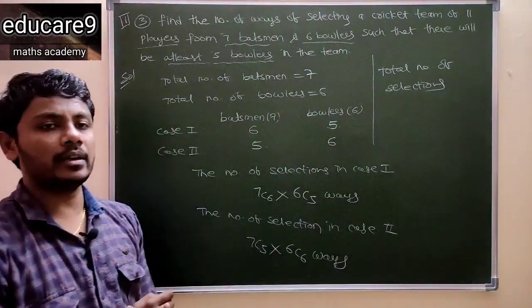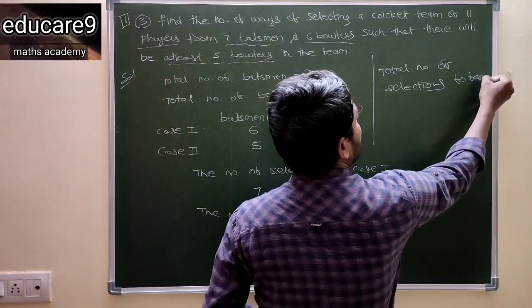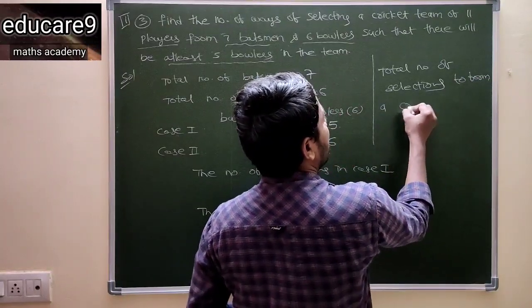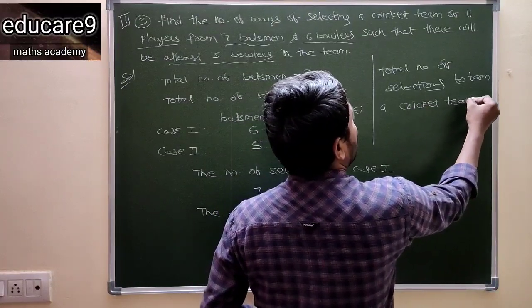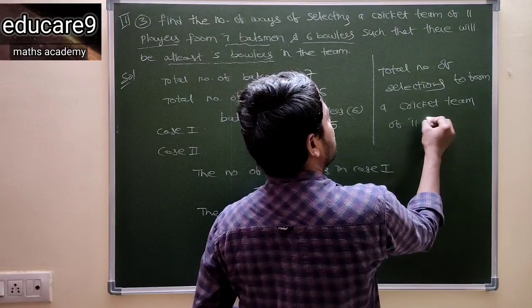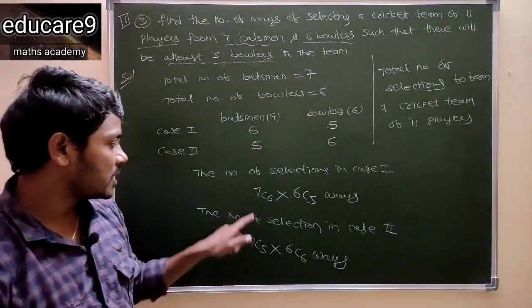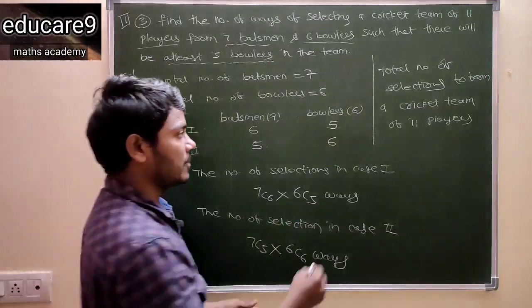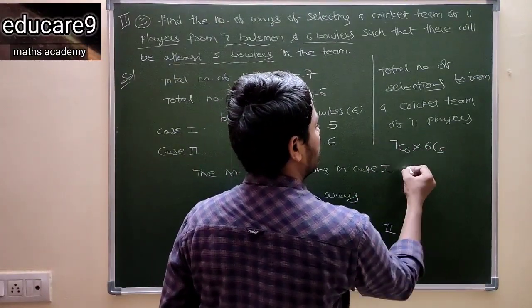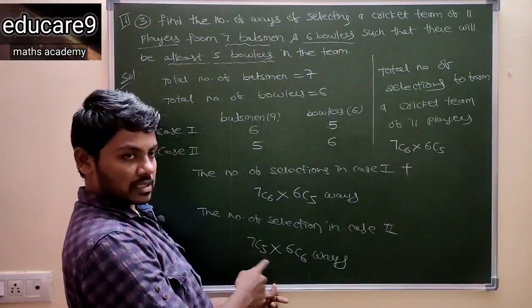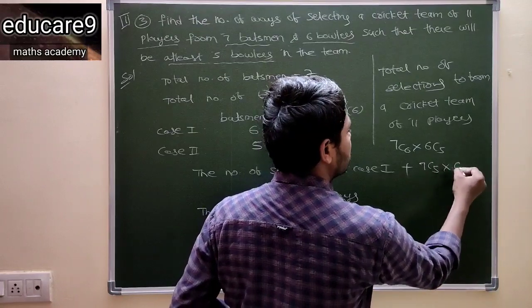So therefore total number of selections to form a cricket team of 11 players. It is 7C6 into 6C5 plus 7C5 into 6C6.